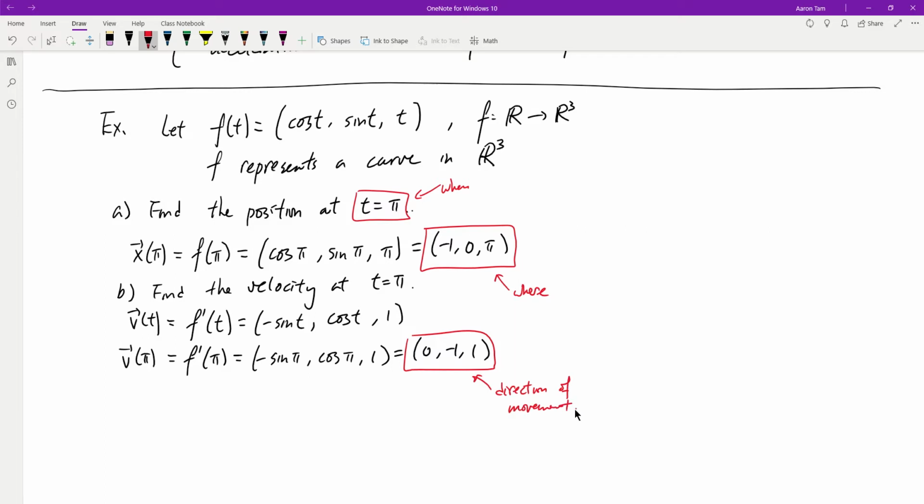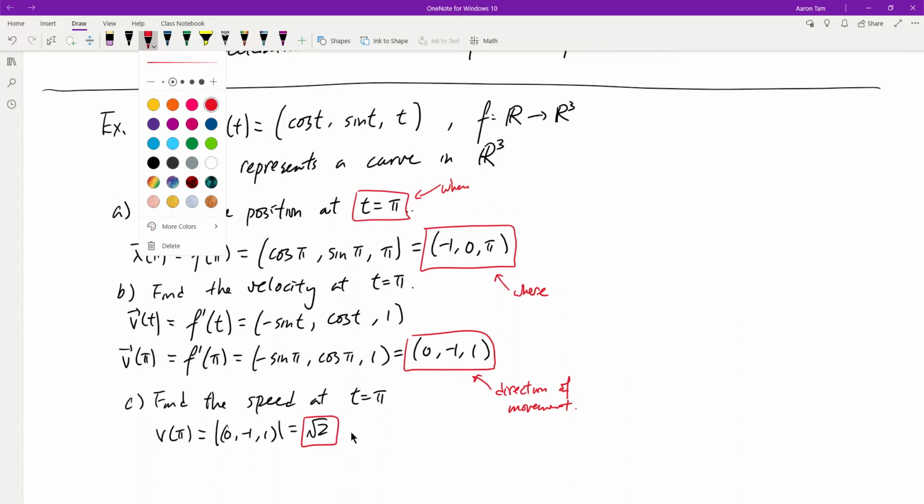Which way am I moving? I'm moving at 0, negative 1, 1. And I can also ask part C: find the speed at t equal to pi. That would be v of pi, which is basically the length of 0, negative 1, 1. That should not be too hard to figure out. That's radical 2. So that would be how fast we're moving.